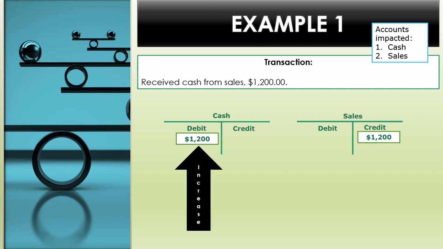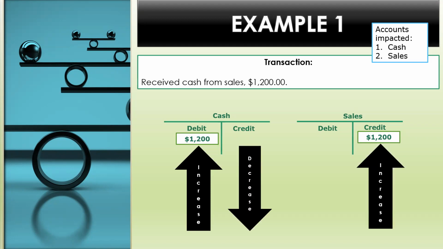When we record this transaction using T accounts, this will be a debit to cash, which increases the cash account, while we record a credit to the sales account. The credit increases the sales account. Each account is debited or credited in the same amount for $1,200. This business transaction, as a reminder, has a debit and a credit, and it impacts 2 accounts.